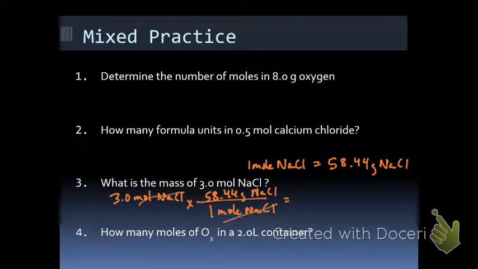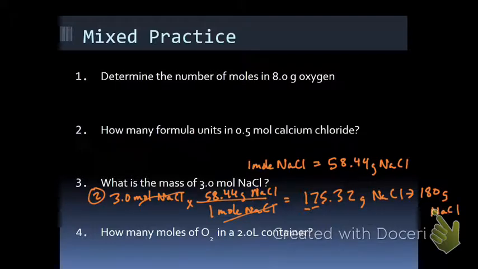So this allows us to cross cancel, so 3 times that. Notice I need 2 sig figs, so I'm going to round this. It's like 175.32 grams of NaCl, but then I only need 2 sig figs, so that will round to 180 grams of NaCl. All right.